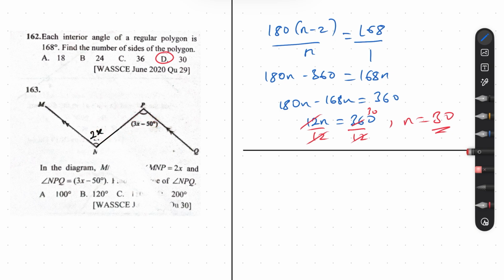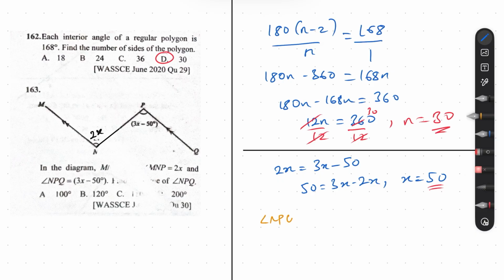Now, when you look at these two lines, they are parallel, right? So that means we can get alternate angles. That means 2x here is the same as 3x minus 50. Cool? Alright. Now, that means that we have 2x equal to 3x minus 50. Cool? If we rearrange, we have 50 equals 3x minus 2x. And that will give us x equals 50. Okay?